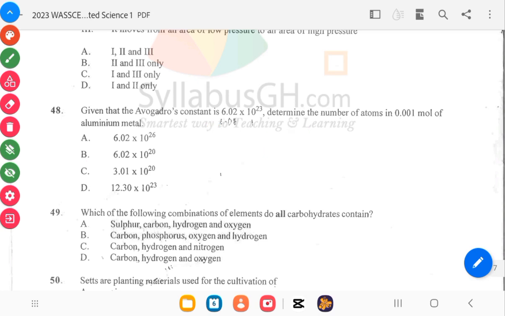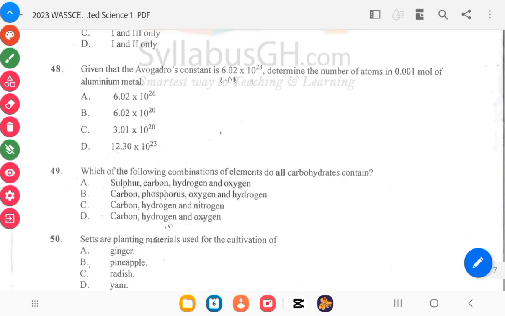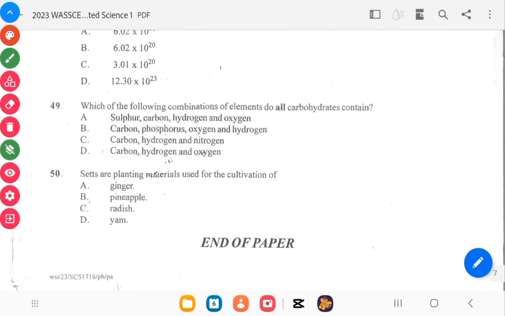Question 49. Which of the following combinations of elements do all carbohydrates contain? Looking at A, B, C, and then D, all carbohydrates contain D, carbon, hydrogen, and oxygen. And the last question: sets are planting materials used for cultivation of? Sets are used in the cultivation of yam. So the answer is D.